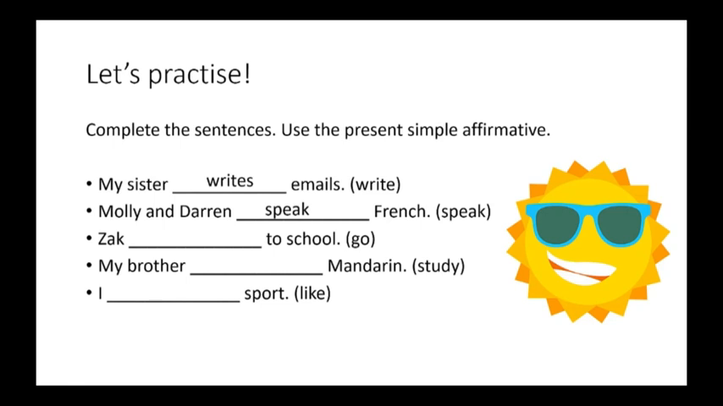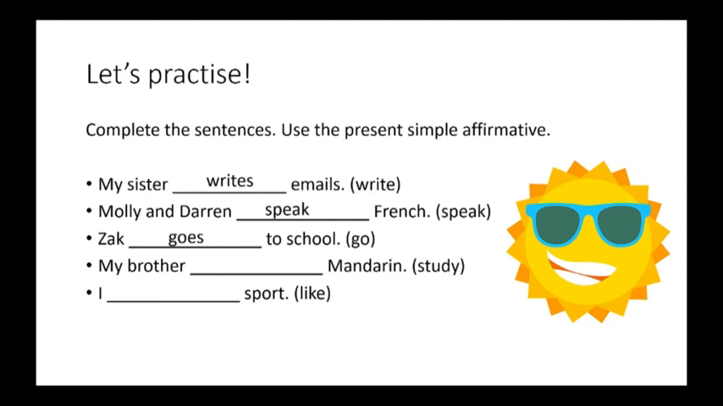What about Zach? Zach is a boy. That means it's he, right? Third person singular. Zach goes to school. Okay, so pay attention. Go ends in o. Then that is one of the cases when we add es. Goes.